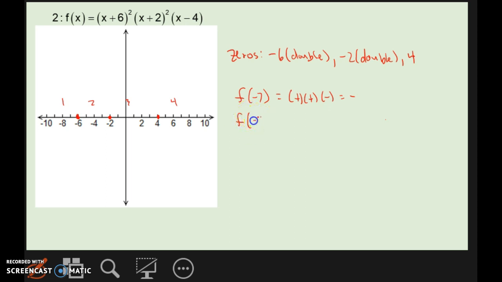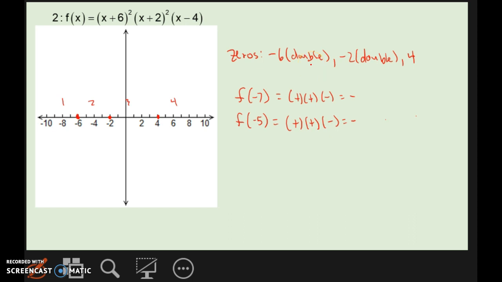So let's plug in -5 and see what happens. The first set of parentheses is positive, the second set is positive, and x minus 4, -5 minus 4, that's a negative as well. And so it didn't cross, it actually bounced back, which I would indicate here with a double root if there's going to be that bounce effect. So it won't cross over, it's just going to hit the x-axis and immediately come back.